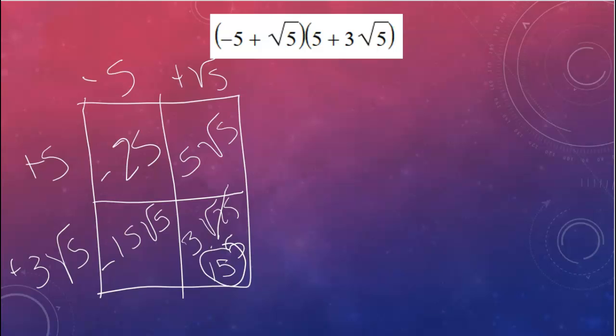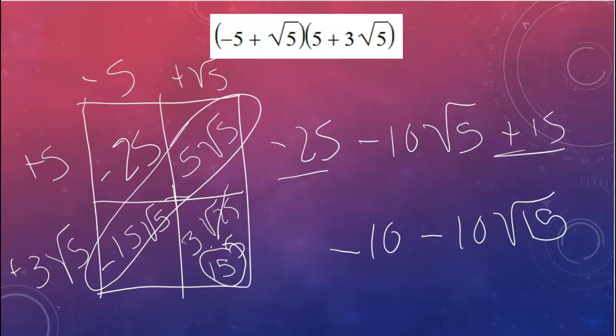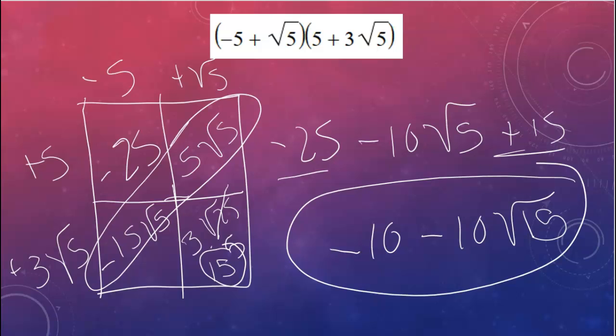Okay, so we got negative 25. Negative 15 plus 5 is negative 10 square root of 5. Right? You see that? I didn't draw the circle, but and here we got positive 15. These two numbers go together. Negative 25, positive 15, that's negative 10. Negative 10 square root of 5. Nothing to it, right? Easy nation. You ready for some practice? Good.